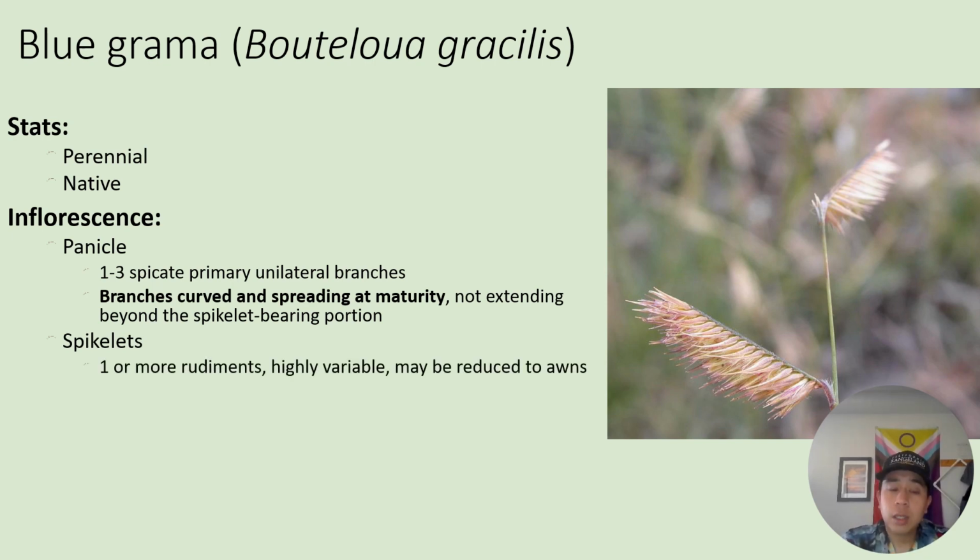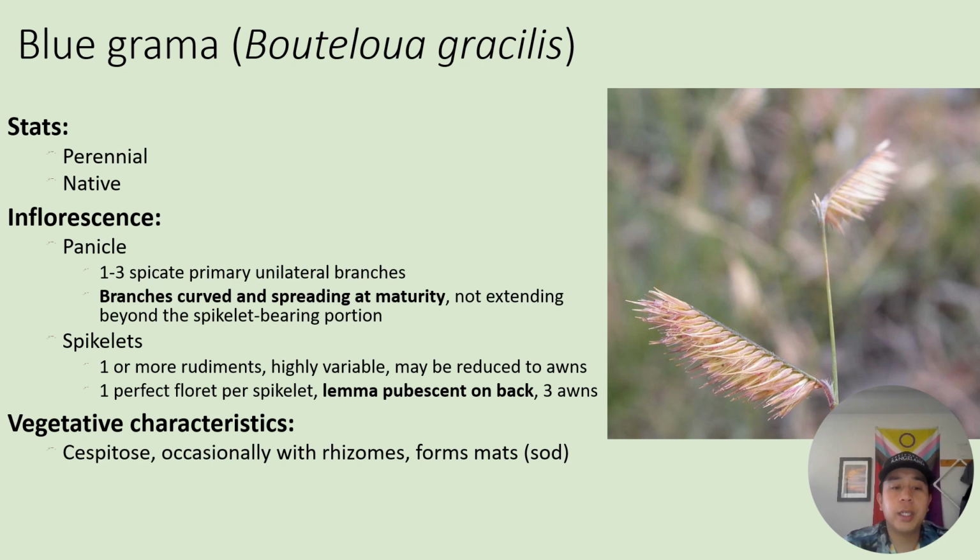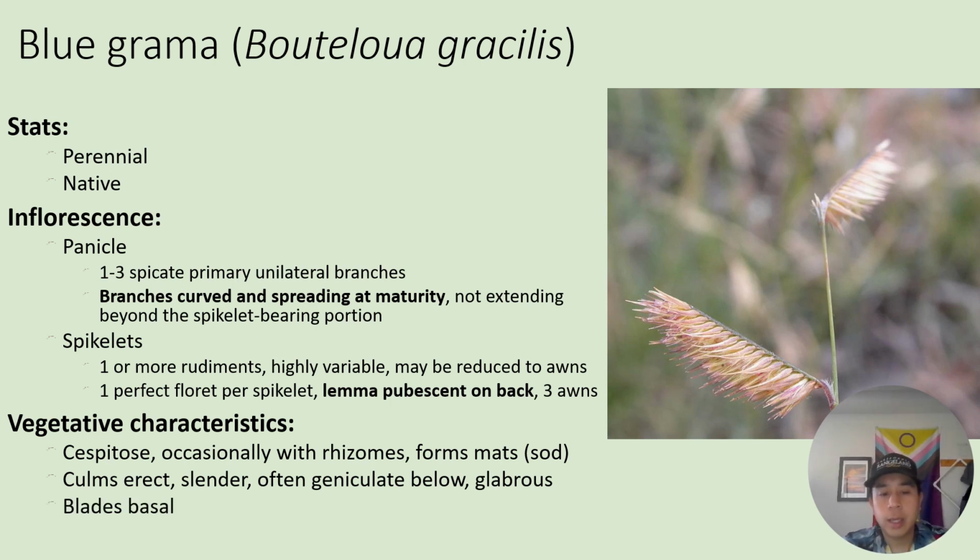The spikelets themselves, again, also have a rudimentary floret, which can be highly variable, which may have reduced awns. And then it also has a perfect floret, 1 per spikelet, and typically the lemma for these perfect florets are very pubescent on its back, and typically it has 3 awns. Vegetatively speaking, it's a cespitose plant with rhizomes and forms mats and can be sod forming. It typically has erect culms that are slender and are geniculate below, which again means sharply curved, and glabrous, again smooth. And the blades are basal, which means it's growing out of that cespitose bunch.